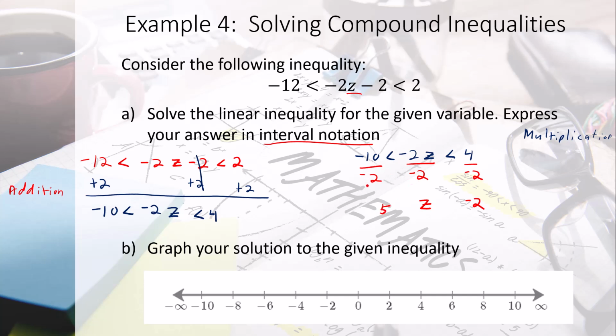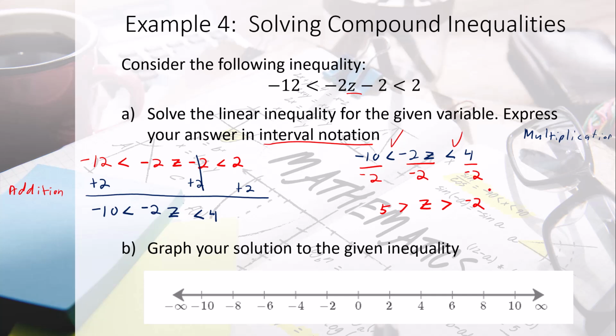However, notice that since we divided by a negative number, the direction of the inequality needs to switch. Instead of pointing towards the negative 10, it needs to point towards the z. Similarly, we need to change the direction of this one as well. And this is what we have. So here we have z is less than 5 and greater than negative 2.